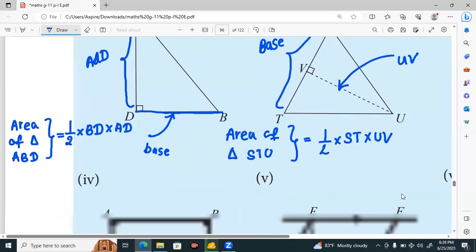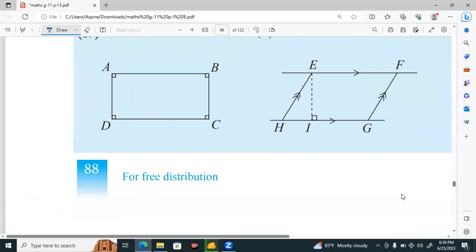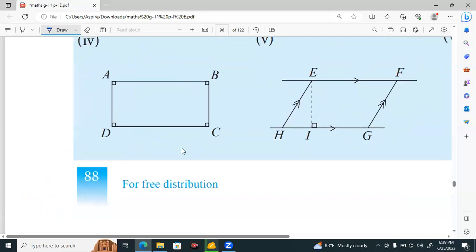Okay, good. Now here you have given a rectangle. How do we find the area of a rectangle? Area of a rectangle is obtained by length into breadth. Length is CD, breadth is AD. A rectangle is also a parallelogram, no? Then area of a parallelogram is obtained by base into its perpendicular height or altitude.